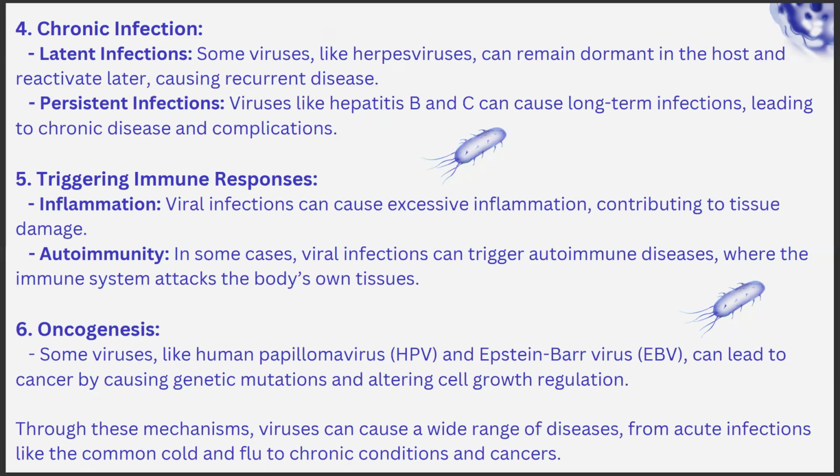triggering immune responses. Inflammation: viral infection can cause excessive inflammation, contributing to tissue damage. Autoimmunity: viral infection can trigger autoimmune disease, where the immune system attacks the body's own tissue. Oncogenesis. Some viruses like human papilloma virus and Epstein-Barr virus can lead to cancer by causing genetic mutation and altering cell growth regulation. Through these mechanisms, viruses can cause a wide range of disease, from acute infection like the common cold and flu to chronic conditions and cancer.